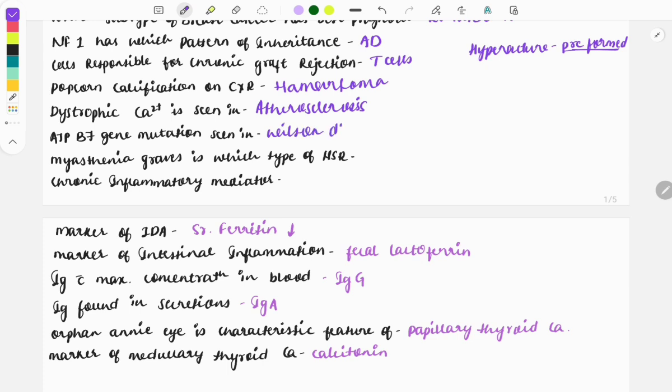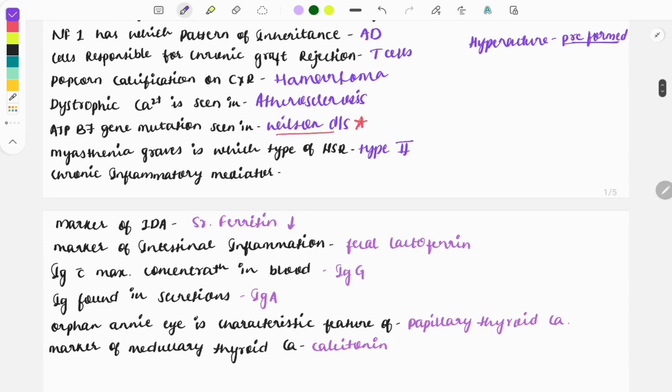Wilson's disease also a very important topic. You need to know all the points related to it. Then the next question, myasthenia gravis is which type of hypersensitivity reaction? And it is a type 2 hypersensitivity reaction. So you need to know all the types of the hypersensitivity reactions. Type 1, the examples of type 1, type 2 and its examples, 3 and 4. Okay, so one question from the hypersensitivity reaction is asked every year.